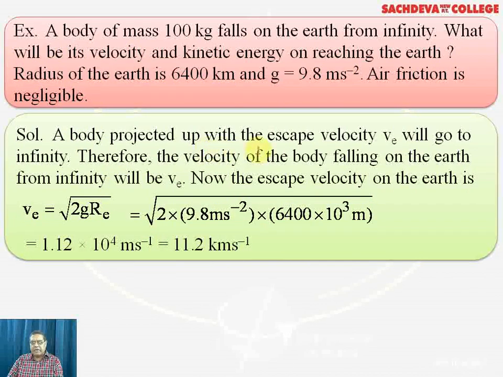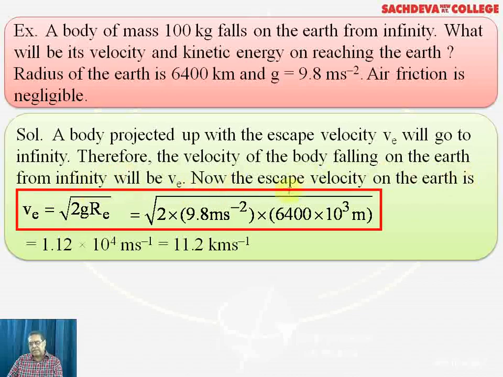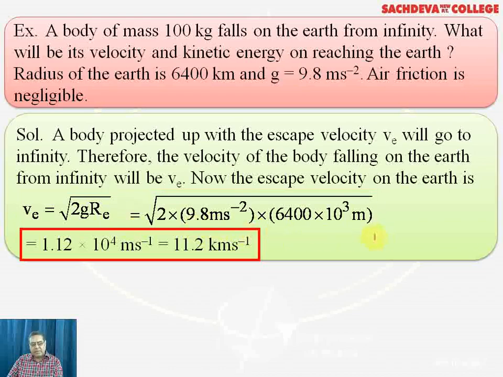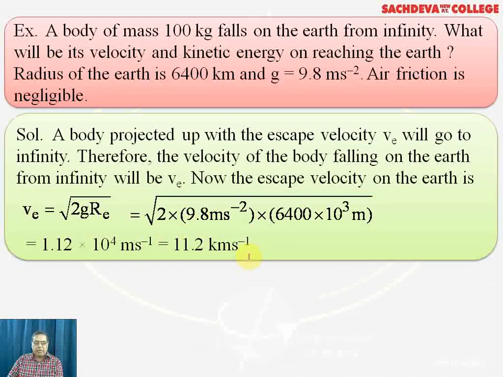Now, body is projected up with escape velocity VE, and escape velocity is calculated by under root 2gRE. So, VE will go to infinity. Therefore, the velocity of body falling on the Earth from infinity will be VE. Now, the escape velocity on the Earth will be under root 2gRE. Under root 2 means 1.414. g is 9.8. R is the radius of Earth, that is known. Put in all the values and escape velocity becomes 11.2 kilometers per second. That is by mathematical calculations, we are multiplying the numbers and taking the square root.